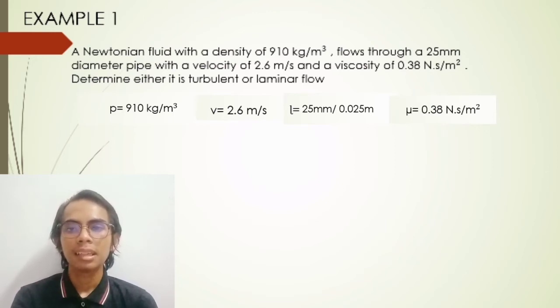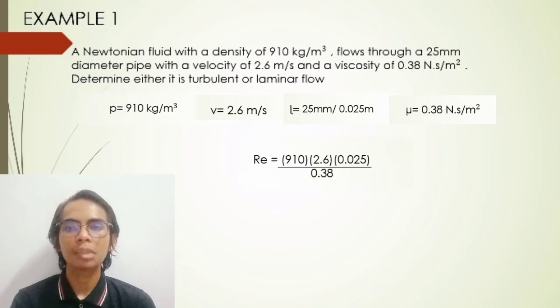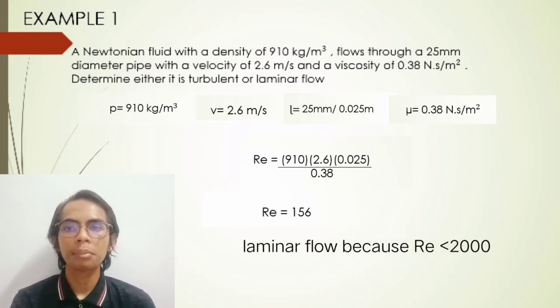Now, we have to put this information into the Reynolds number formula. Re equal to 910 multiplied by 2.6 multiplied by 0.025 over 0.38. And the answer will be 156. So we can conclude that the flow is laminar because the Reynolds number is below 2000.